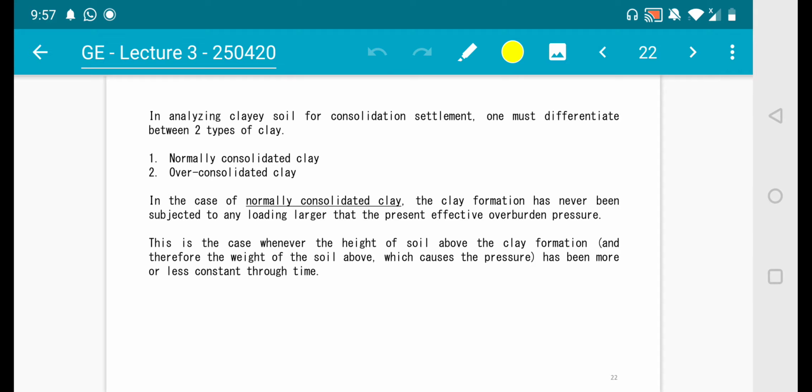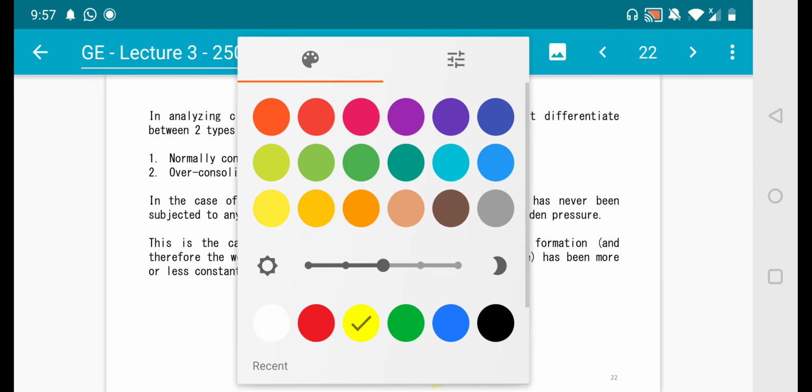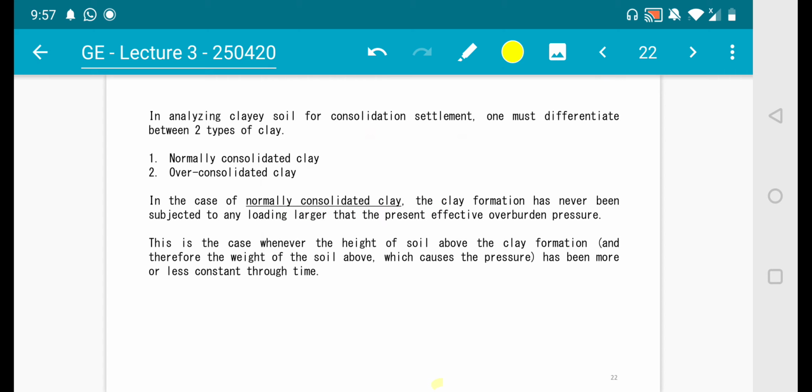Now let's move on further. In analyzing clay soil, okay, clay soil over here, it's my highlighter again. Now in analyzing clay soil for consolidation settlement, one must differentiate between two types of clay. For this course, there's only two types of clay: one is normally consolidated clay and the second one is overconsolidated clay.